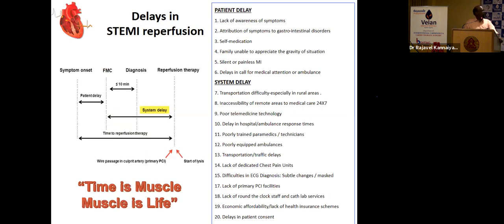And these are the delays in STEMI reperfusion. From the patient's point of view, they are unaware of what is happening to them. They may think they have some gastric problem, and there may be logistic reasons for transferring to a nearby hospital to take an ECG. This may cause delay from the patient's point of view. So we have to educate the patient.